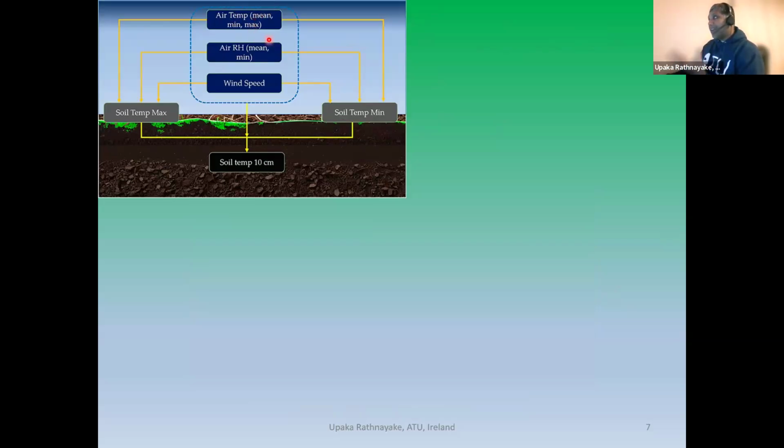Now you can see that air temperature is there, relative humidity is there, and wind speed. Now, surprisingly, you may notice that we don't have any rainfall here. Why? Because, as I told you, it's very insignificant. It's less than 100 millimeters for the whole year. So it doesn't have any impact on the soil temperatures at about the 10 centimeters level, which we found again from our work.